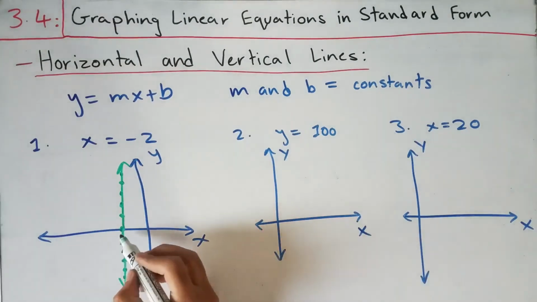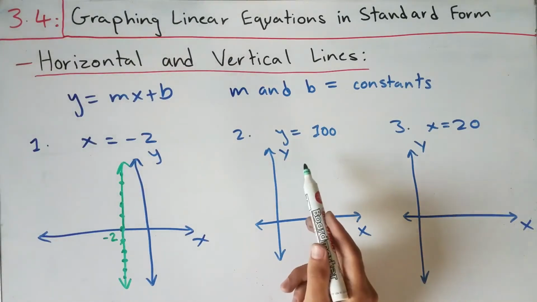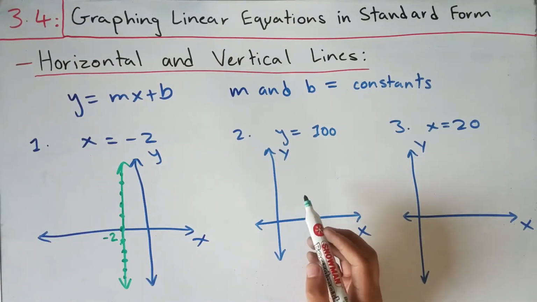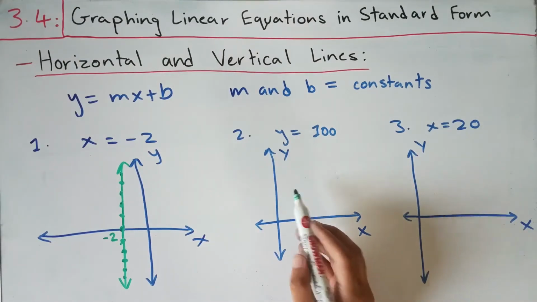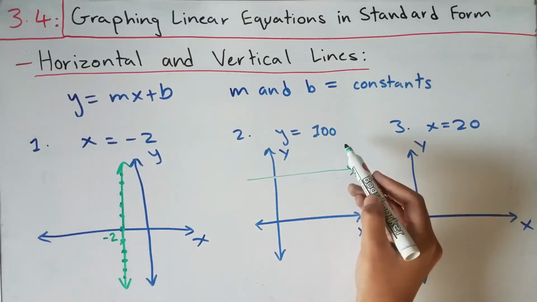So this point is at x equals -2. In number 2, we're given that y equals 100. So it's the opposite, because we have the y variable, which is a dependent variable. In this case, our line is going to be horizontal, and the x values will be whatever they want to be because x is not restricted, but the y value is restricted to 100.